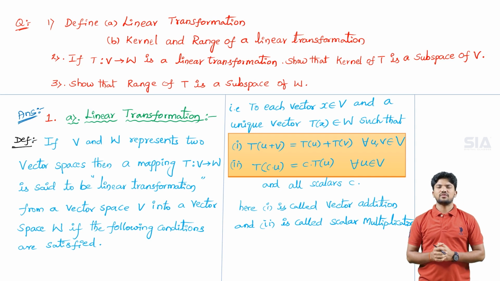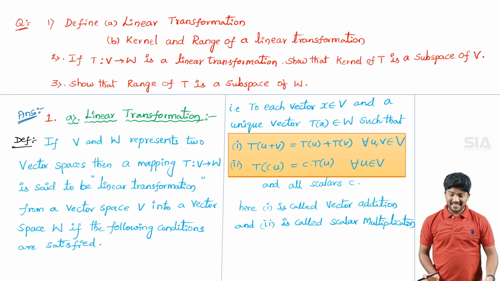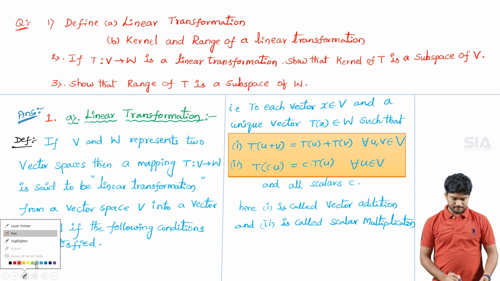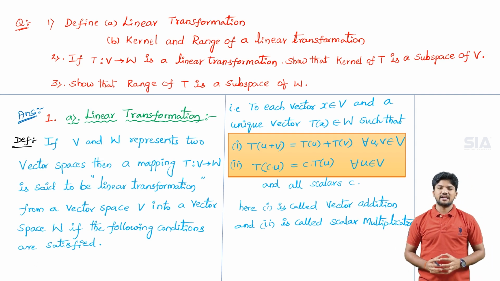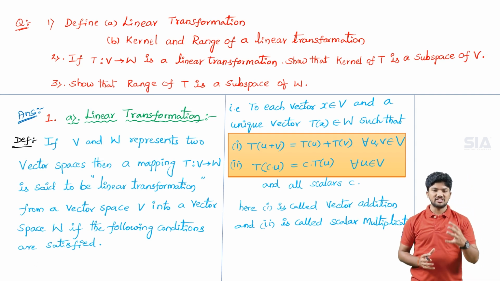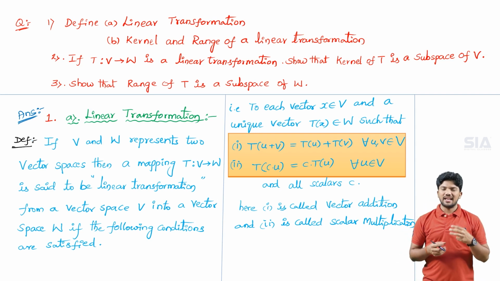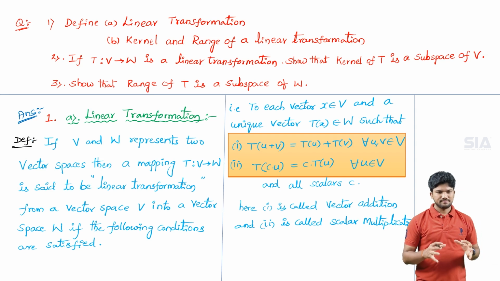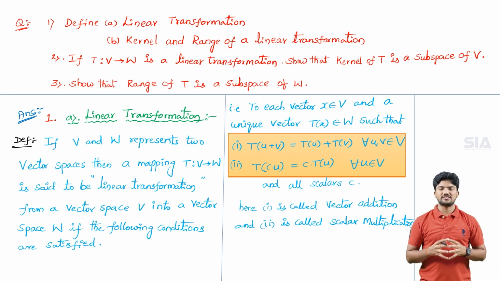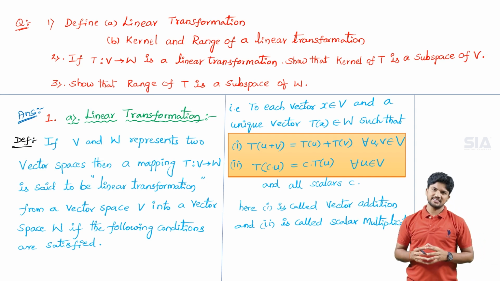So in this lecture, we are going to discuss one of the important topics from this unit, linear transformations. We are going to discuss the definition of the linear transformation, the definition of the kernel of a linear transformation, and the definition of the range of a linear transformation. These three definitions, along with problems. That means the kernel of a linear transformation is a subspace and the range of a linear transformation is also a subspace. In this lecture only, we are going to discuss these three questions.